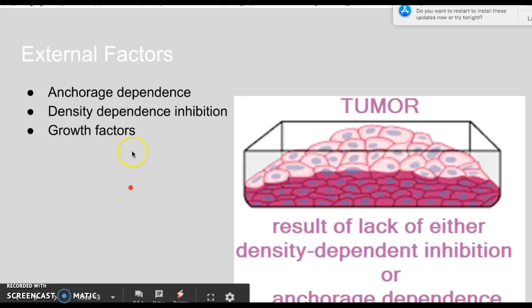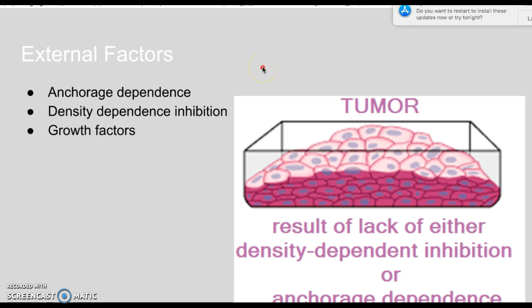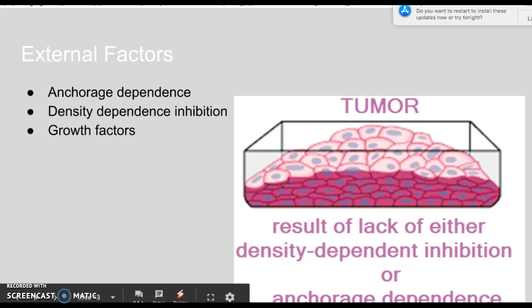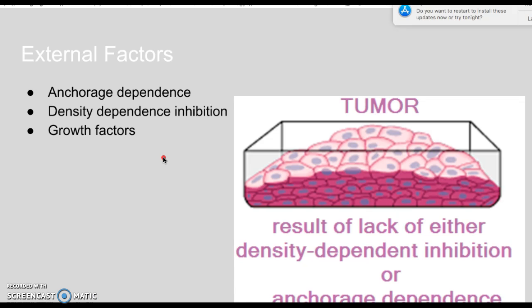Okay, so now we're going to talk about the external factors that control cell division. Three of them that I have listed here are anchorage dependence, density dependent inhibition, and growth factors. So here is a little diagram of a tumor. Tumors in cancer are a result of lack of either density dependent inhibition or anchorage dependence. We'll touch on this a little bit later, but I just want to explain what anchorage dependence and all of these external factors really are.